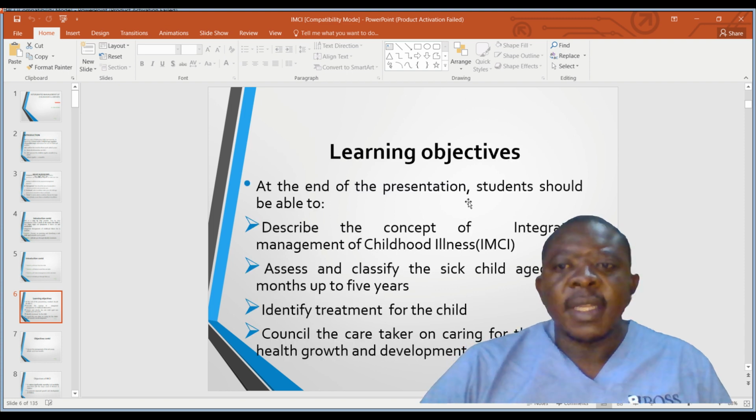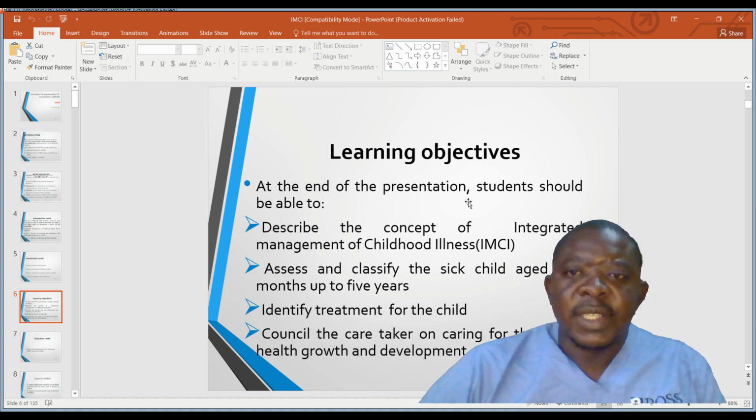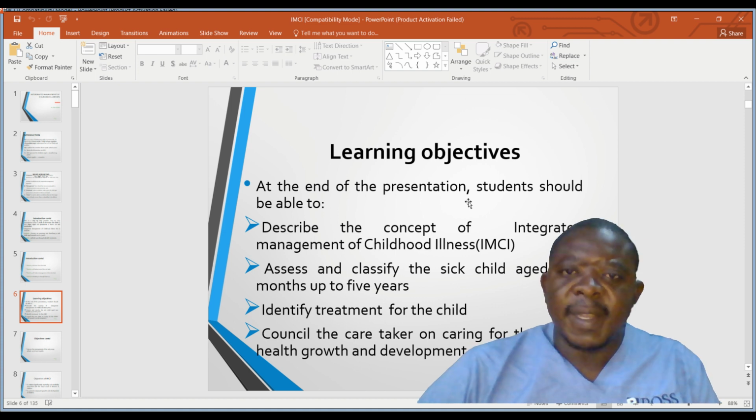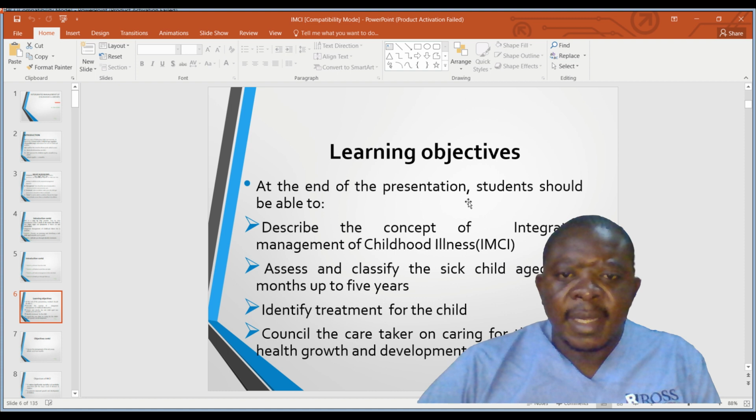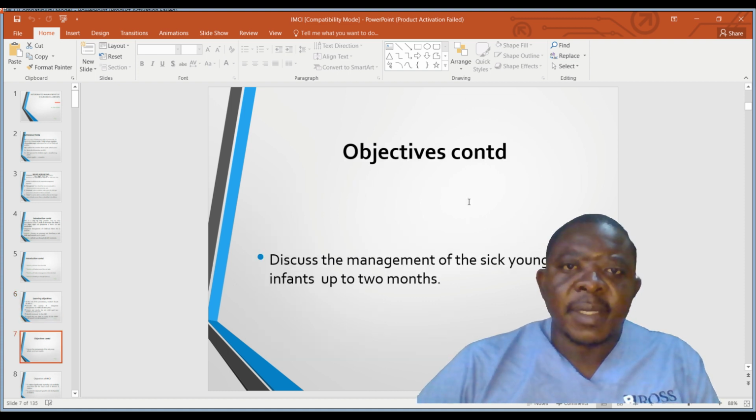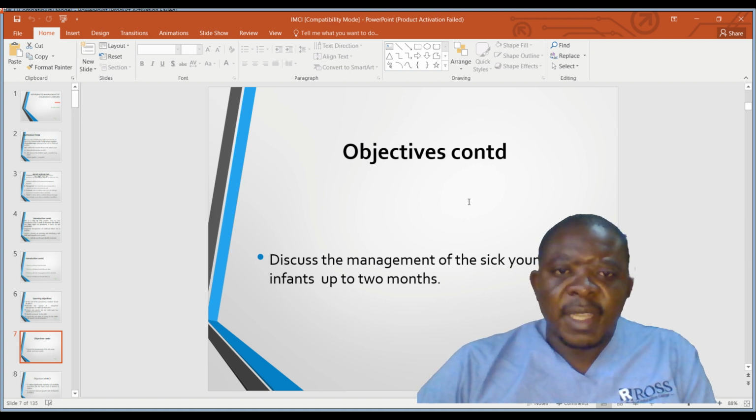What are the learning objectives for this lesson? At the end of the presentation, you should be able to describe the concept of IMCI, assess and classify the sick child aged 2 months up to 5 years, identify treatment for the child, and counsel the caretaker on caring for the child's health, growth, and development. The other objective is to discuss the management of sick young infants up to 2 months.